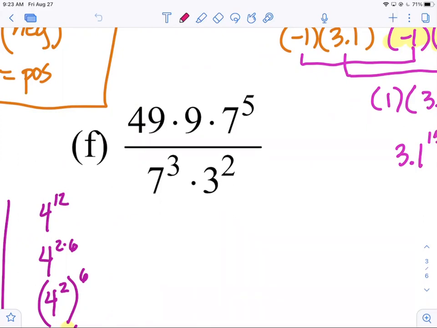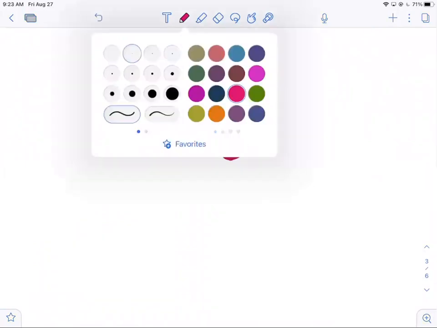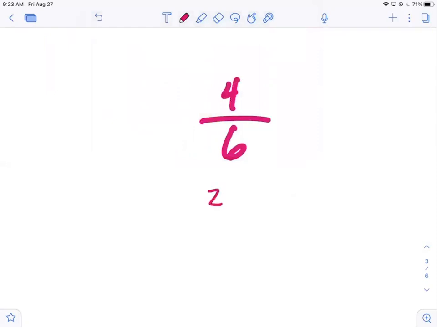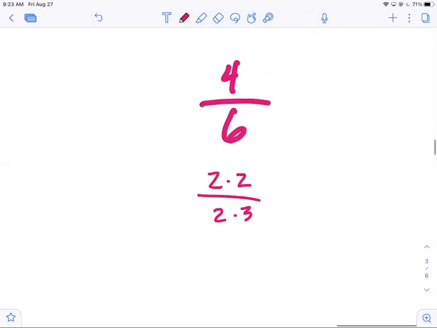What's nice is you can divide out common factors. That's what happens when you simplify something. So again, off to the side, if you have 4 over 6, that can simplify because that's really 2 times 2 over 2 times 3, right? And you can divide out common factors, okay? That's nice. Those do not cancel.